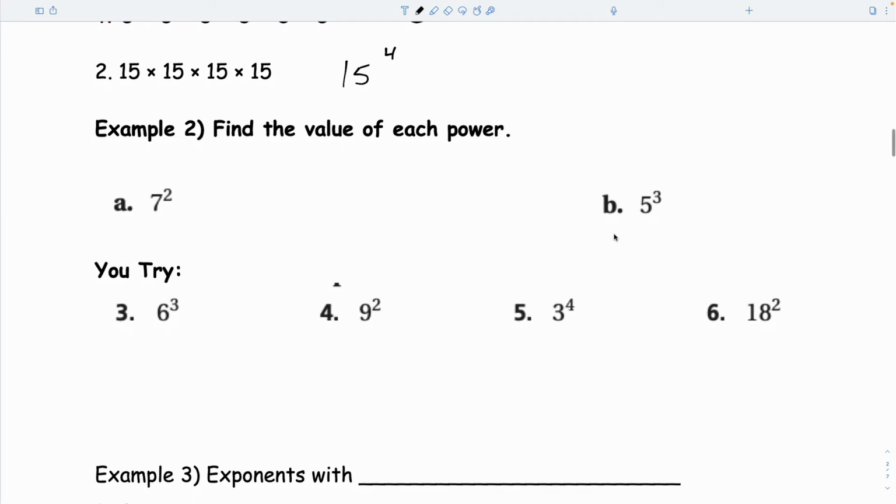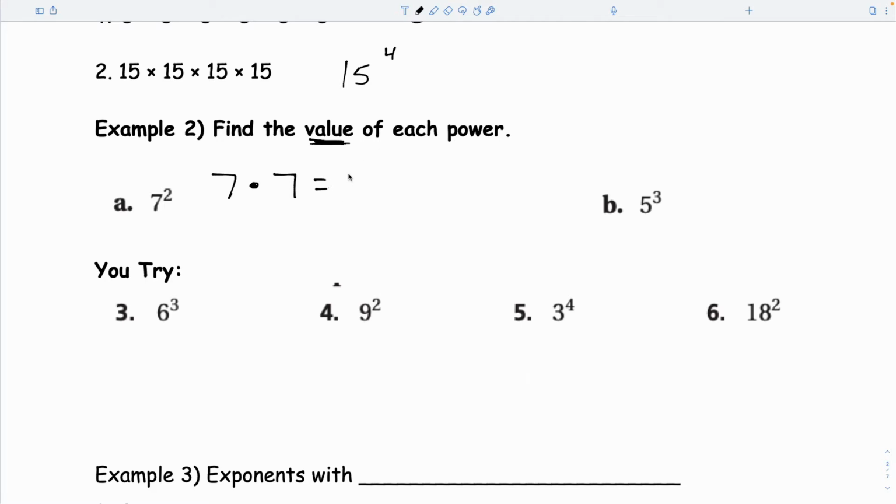Okay. So for example 2, underline value. Your question is different. Find the value of each power. When it says value, they want the answer. They want a whole number. So let's take 7 to the 2nd and multiply it 2 times. Well, 7 times 7 is what? Daniel. Ooh, close. 7 plus 7 is 14. Try 7 times 7. You got it, Chad? 49.